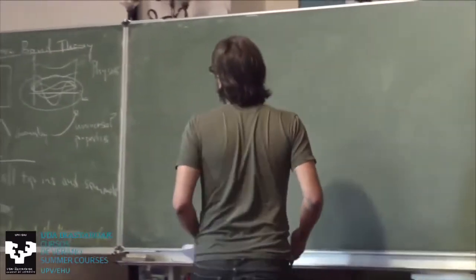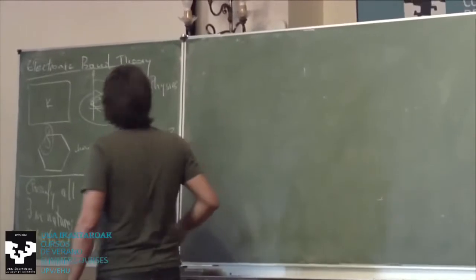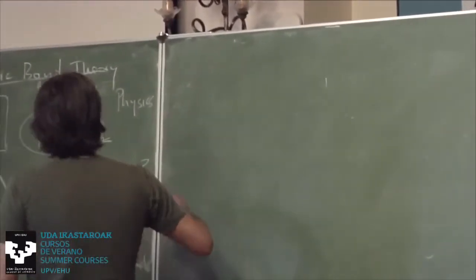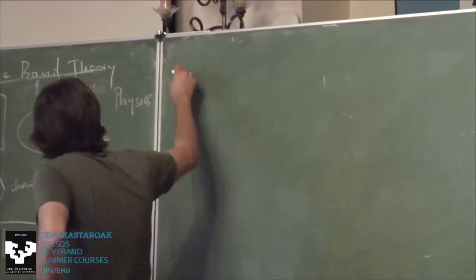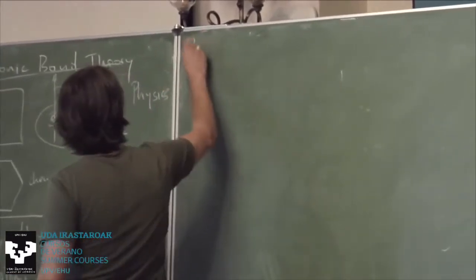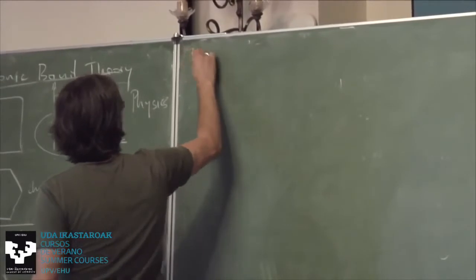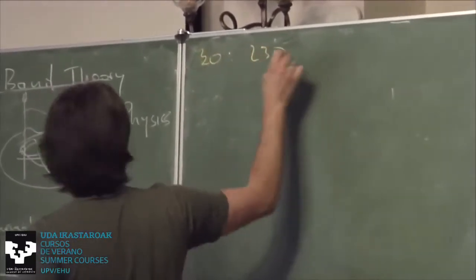Okay, so let me just give you some numbers. In periodic systems, or in lattices, in 3 dimensions there are 230 space symmetry groups.